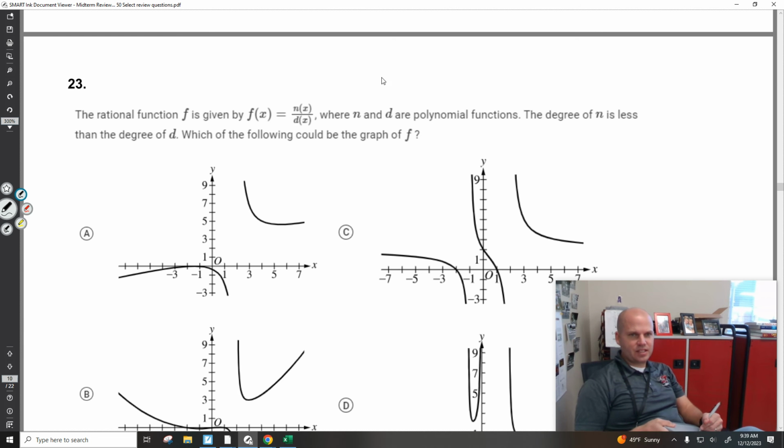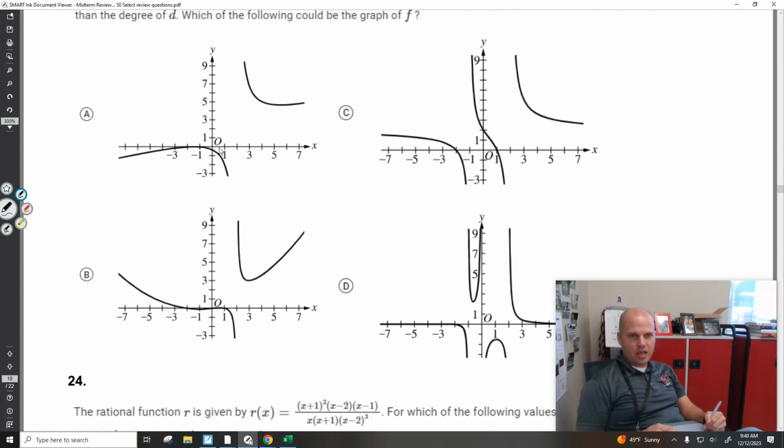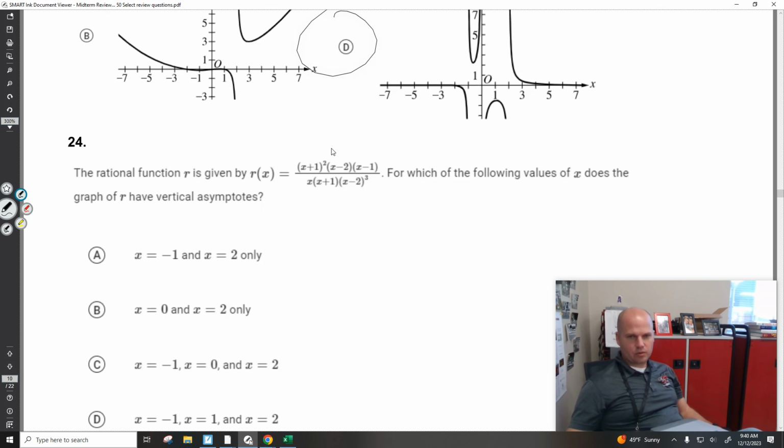The degree of n is less than the degree of d. If the degree of n is less than the degree of d, then really what's happening, whether it's something like this or something else, is that as you plug in values that are getting larger and larger, this is trending towards 0, which means I have a horizontal asymptote. My end behavior should be y equals 0. That's not y equals 0. It looks like there's a slant asymptote. This end behavior looks like it's at a different value. This has end behavior that's going in different directions, whether it's going up to the left or up to the right. This is the only one whose end behavior is y equals 0.